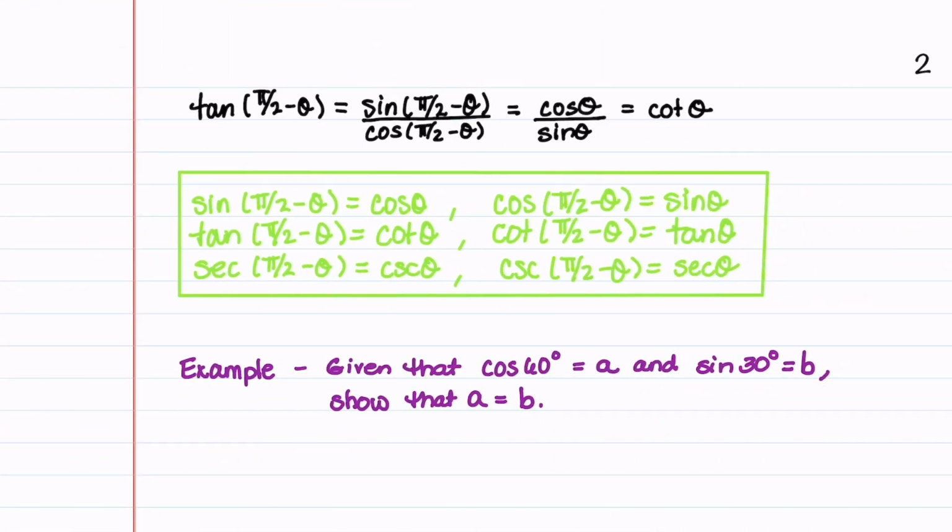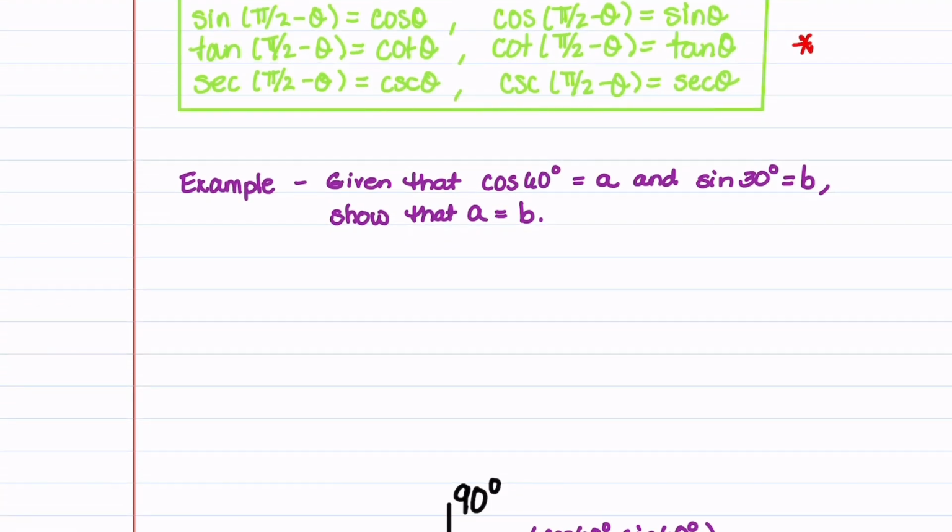Similar to sine and cosine, there's a complementary angle identity that relates the tangent function to the cotangent function. The tangent of pi over 2 minus theta is equal to cotangent of theta. I've listed all the complementary angle identities in this green box so that you'll have them all in one place and can refer back to them.